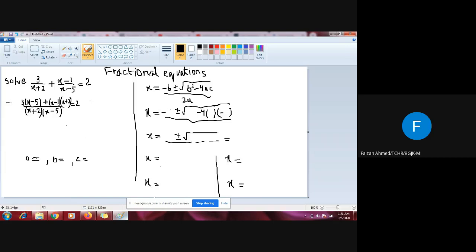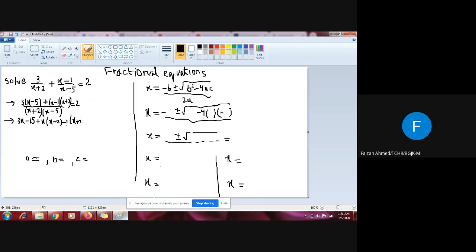And again, we are moving on with the simplification. Now I have to expand. I just have to multiply 3 with x minus 5. 3 multiplied by x will be 3x, and 3 multiplied by minus 5 will be minus 15. And again, I will put a positive sign, and then I have to multiply two brackets. So I will write x first, then x plus 2, bracket close, and then minus 1, and then again bracket open, x plus 2, the same as it is.